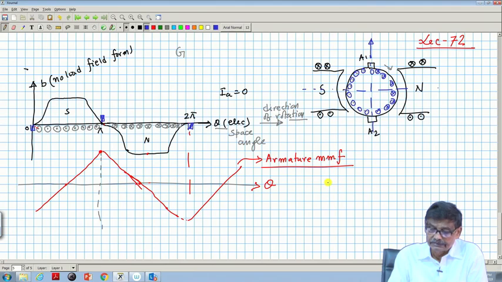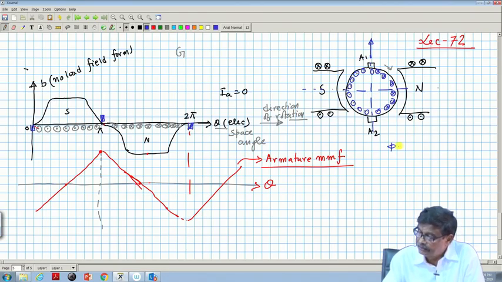Okay. But this is MMF, not the flux density. The moment you know the value of H at a given point, the flux density can be easily calculated. Flux is proportional to the MMF divided by the reluctance of the path.